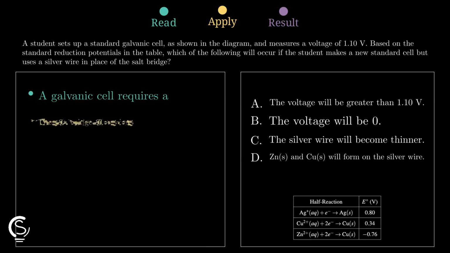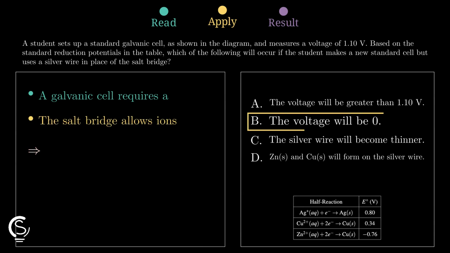Silver wire conducts electrons but not ions. Therefore, the circuit remains open and the measured voltage drops to exactly 0.